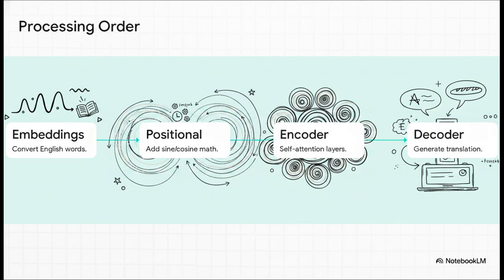But wait, if the AI is processing everything at once, how does it know what order the words are in? The researchers used a brilliant trick called positional encodings. They use mathematical sine and cosine waves to literally inject a unique timestamp into every single word. This gives the model a perfect map of the word order before it even hits the self-attention layers, letting it translate flawlessly without ever actually reading sequentially.